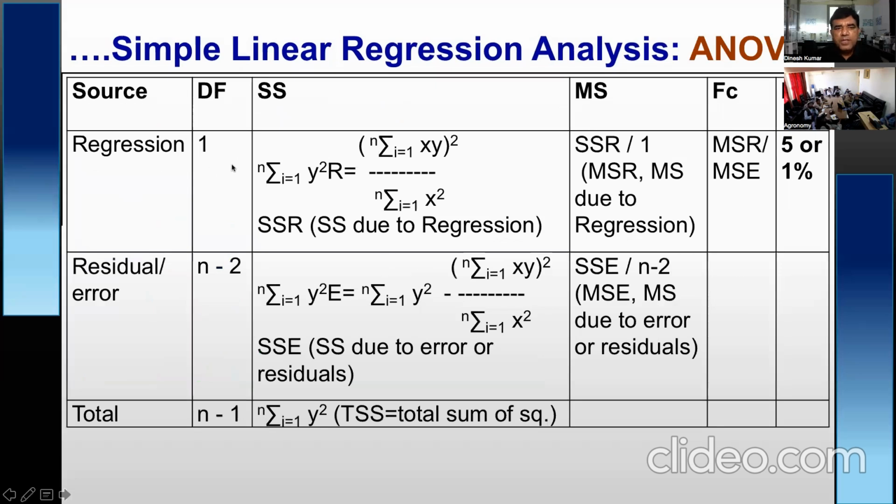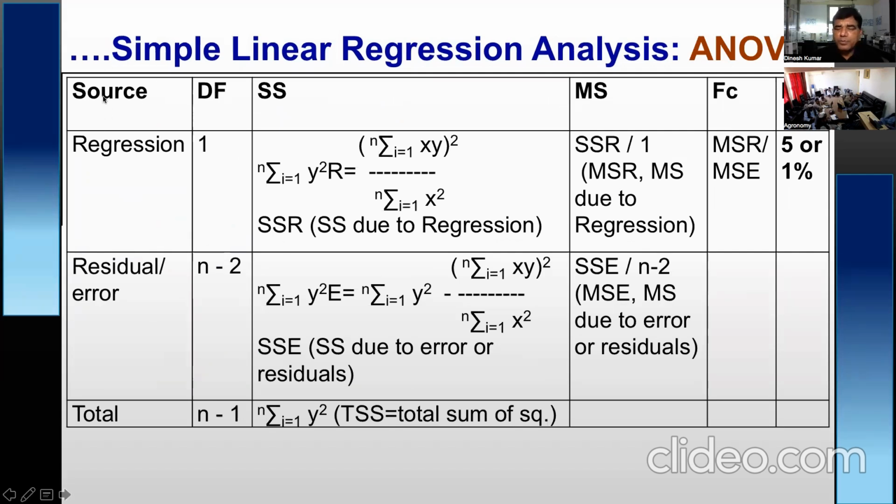Now, first of all, there will be sources of variation. Don't worry, I'll explain with the help of an example also. But right now, see the theoretical background. If I start teaching you practical examples, then you will definitely learn easily. However, you can learn this one also.